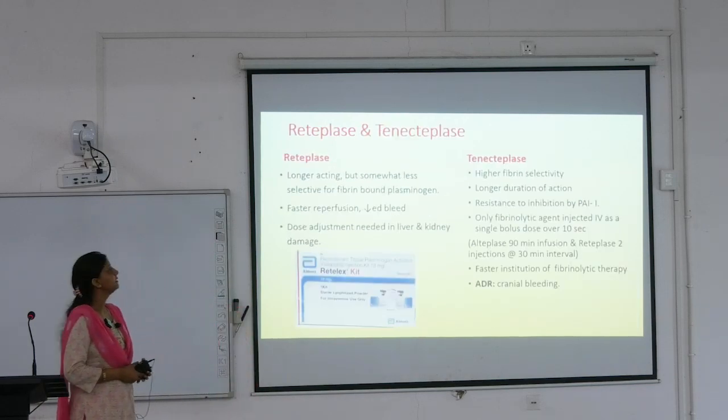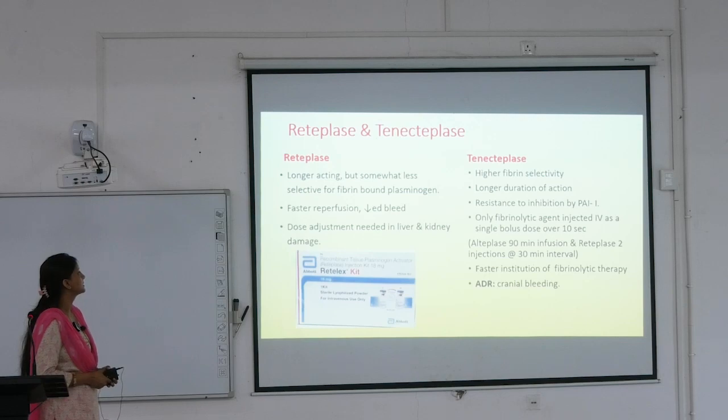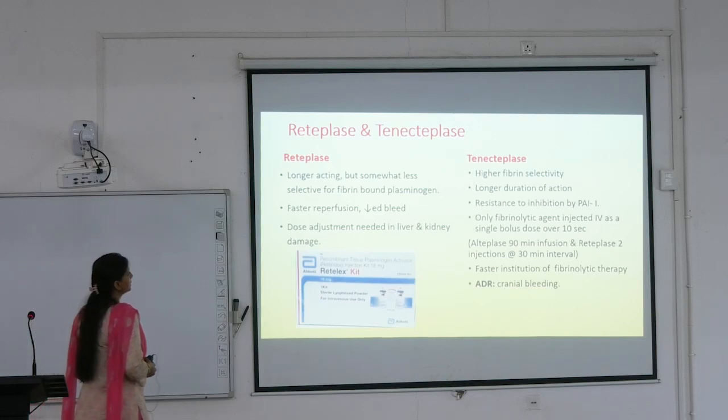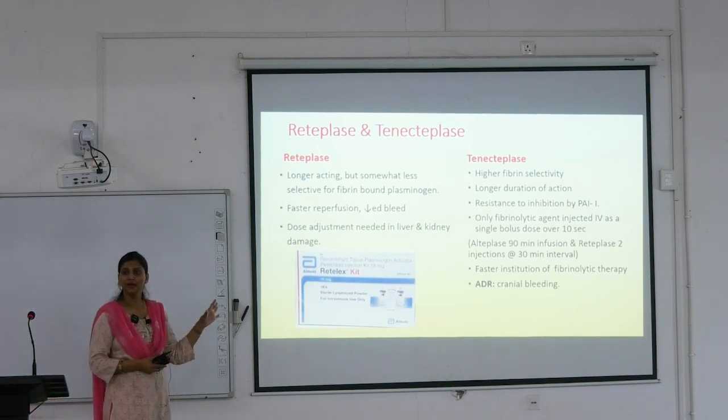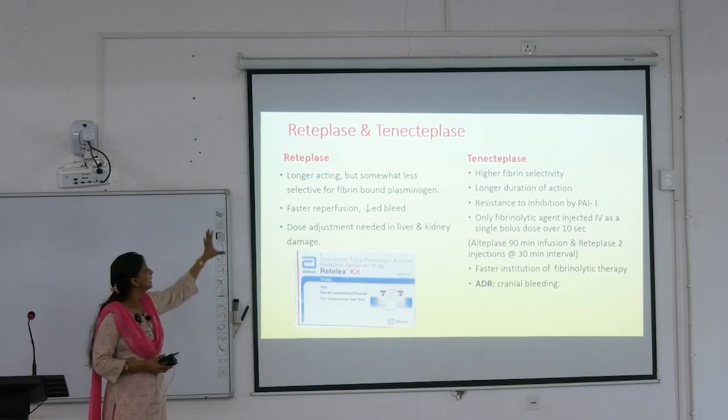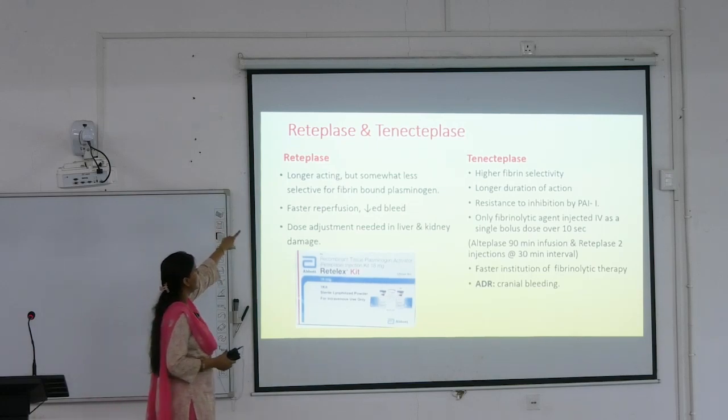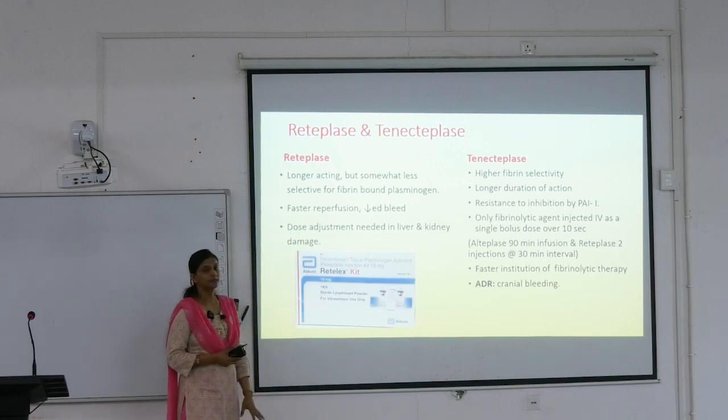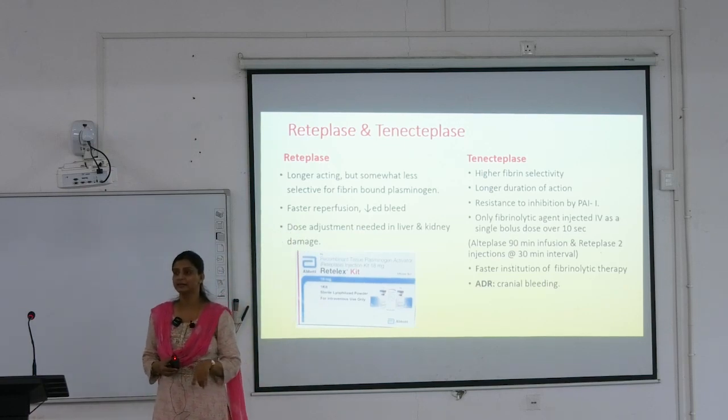The other two drugs are reteplase and tenecteplase. Now reteplase has an advantage, it is longer acting. So far the drugs were short acting. Advantage, it is longer acting and there is faster reperfusion. There is decreased chance of bleeding.